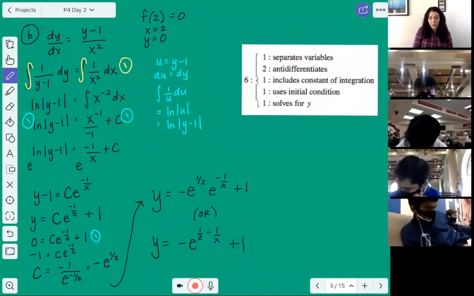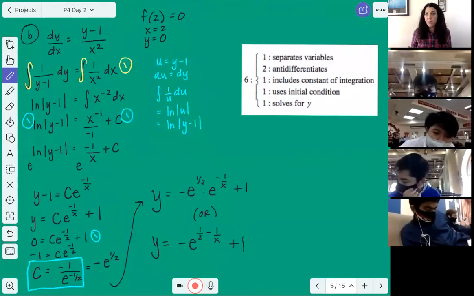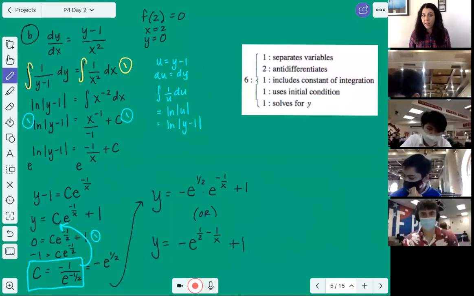So look up here really quick. I want to make sure you guys are okay with this. If you left your c like this, that's fine. You don't have to simplify stuff. So if you got a c that's kind of messy, that's all right. You can take that c and plug it right back into this equation and get full credit.